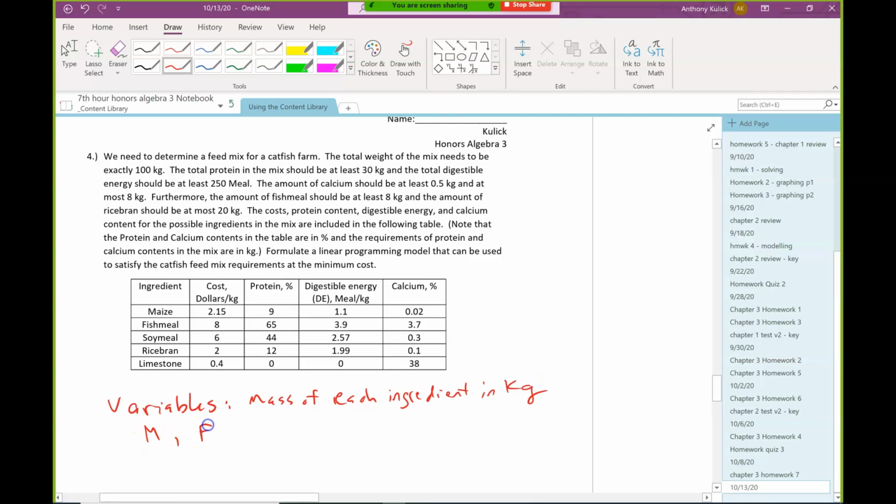So I'm just going to use the letters M, F, S, R, and L for maize, fish meal, soy meal, rice bran, and limestone to represent the quantity of each of those ingredients. Everybody okay with that?